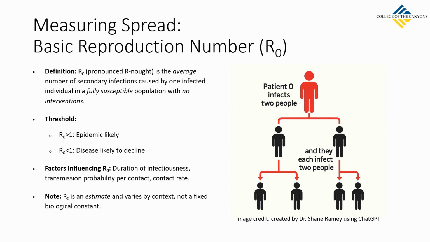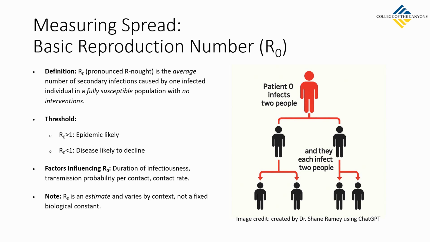So if the R naught value is 2, then that means that on average, every person with a particular infectious disease will give that disease to 2 other people, right? On the other hand, if the R naught value is less than 1, that means the disease is likely to decline because there's not a perpetuation or spreading of the disease in the population.